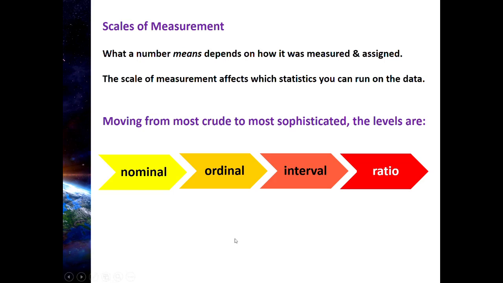Anyways, so what we're going to do now is we're going to look at each of these levels, and we're going to start with nominal, and we're going to work our way to ratio, and we'll talk about some statistics that you can run with nominal that you can't do, that you can run with ratio that you can't do with nominal.